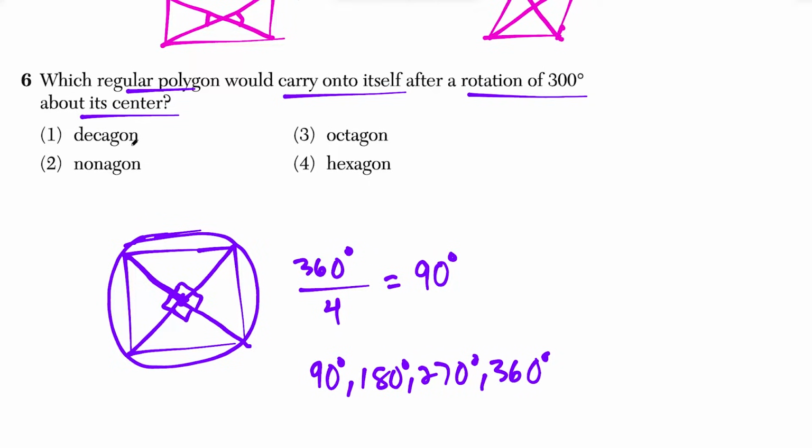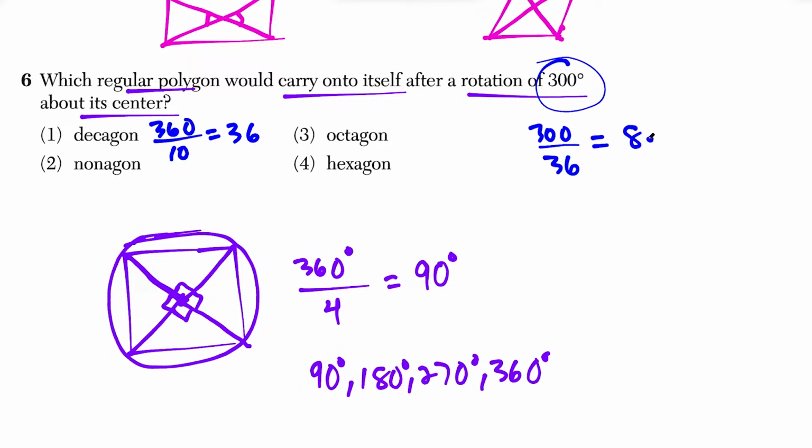Now if we look at a decagon, it has 10 sides. So we're going to take 360 and divide it by 10. That tells us we have to see if the angle 300 is a multiple of 36. If we do 300 divided by 36, the problem with this is we're going to have a remainder. This is going to work out to 8.3 repeating, so I'll just put this line over like this. Since it doesn't divide evenly, choice 1 is not our answer.